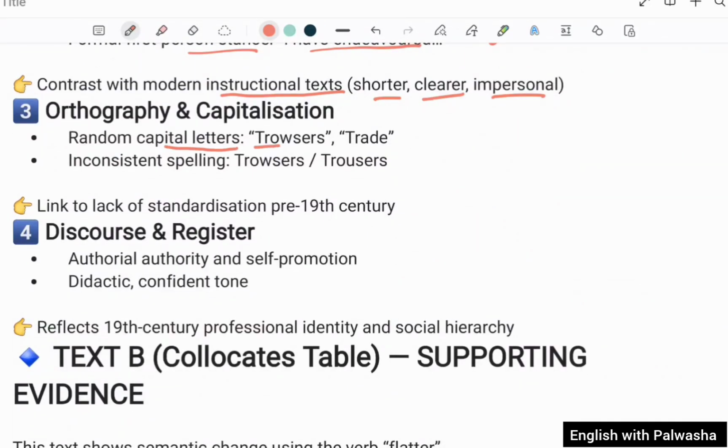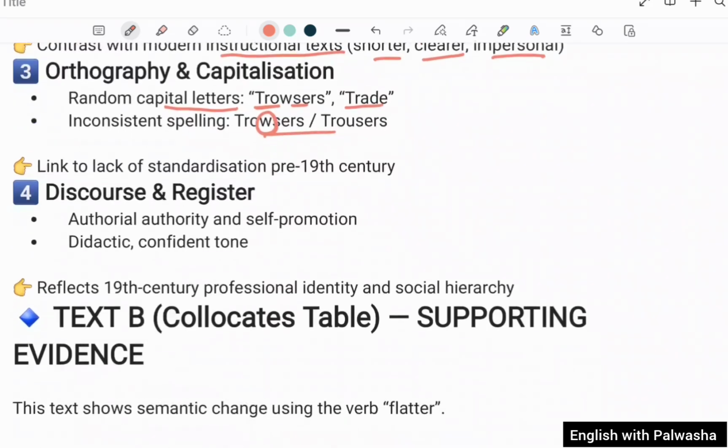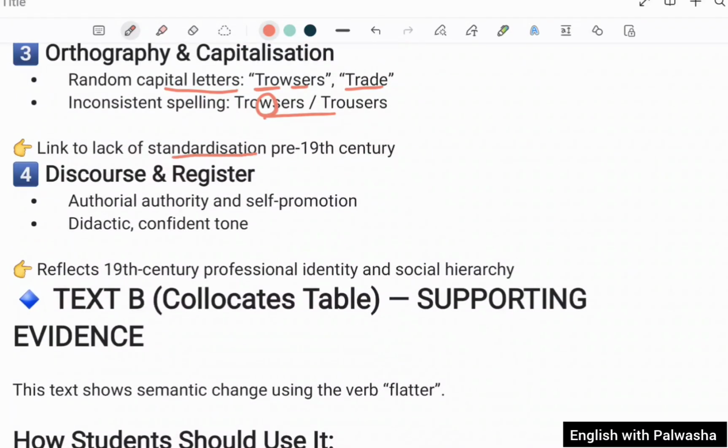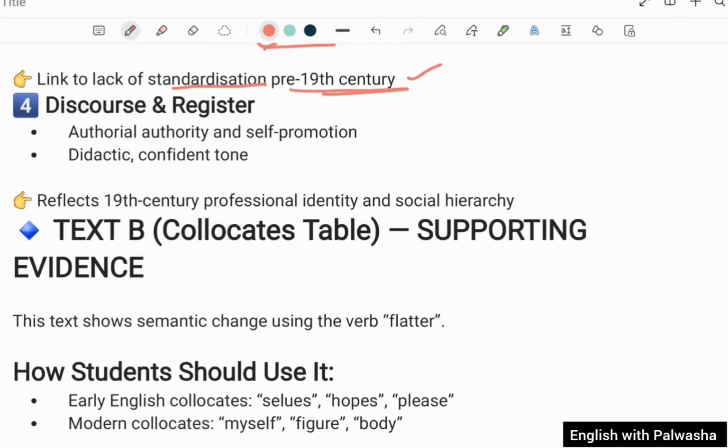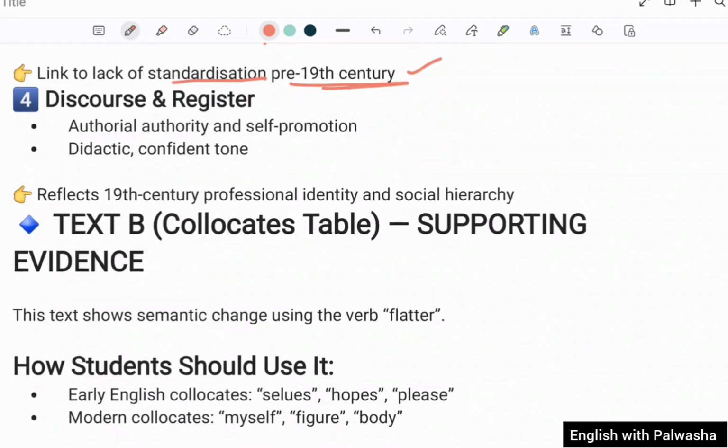Orthography and capitalization, you have to see. Random capital letters were there. "Trousers", I mean, this is a very common noun, but still they've capitalized it. The word "trade", inconsistent spellings, you can see that. So you have to comment on it, linked to the lack of standardization in the pre-19th century. Comment on it.